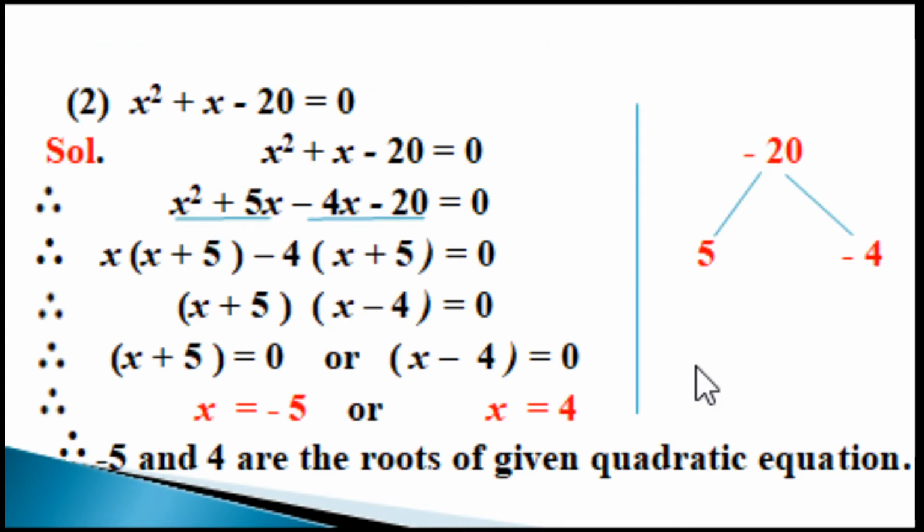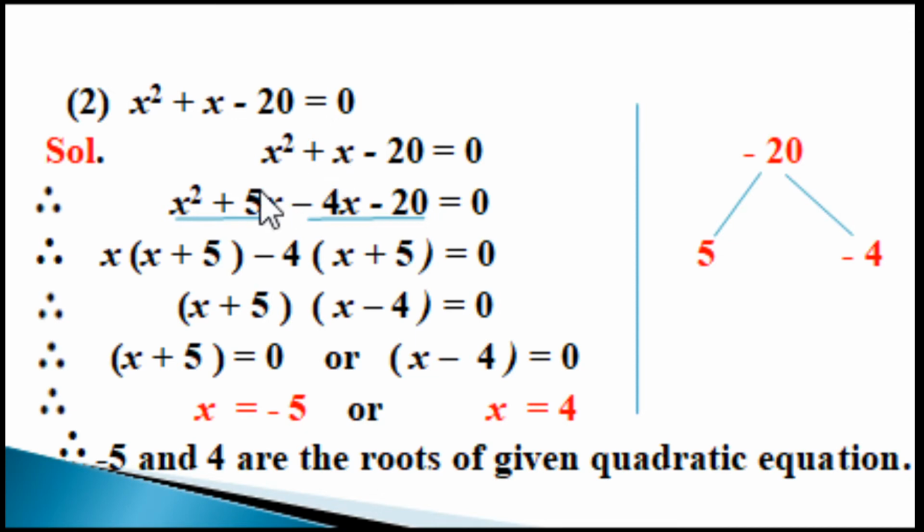Question number 2: x square plus x minus 20 is equal to 0. Here a is 1, c is minus 20. So the product is minus 20 and the addition is plus 1. So the numbers are 5 and minus 4. 5 fours are 20, and 5 minus 4 is 1. So here x square plus 5x minus 4x minus 20 is equal to 0.